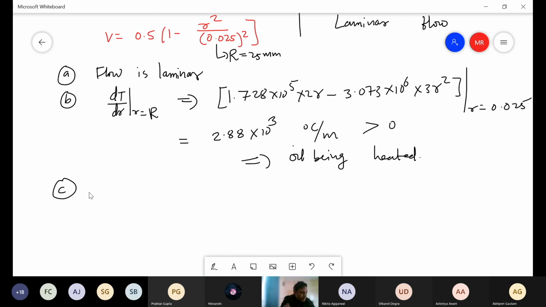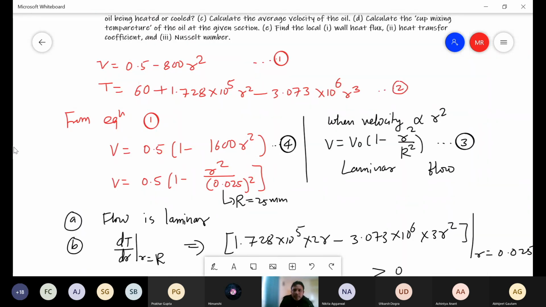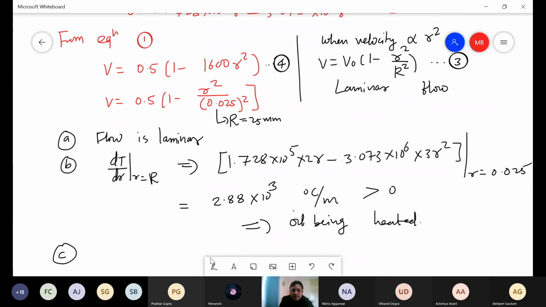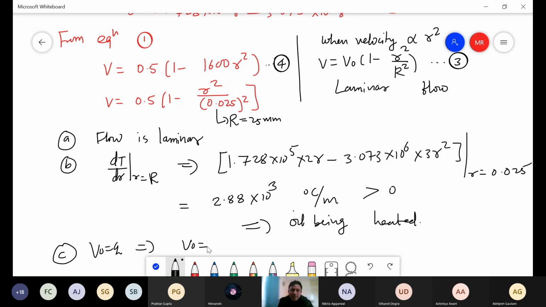So cup mixing temperature. No, point C is what? Okay, cup mixing temperature is point D. Calculate the average velocity of the oil. So what will be the average velocity of oil? V naught we are interested to find, isn't it? So what will be the average velocity? It will be 0.5 meter per second.